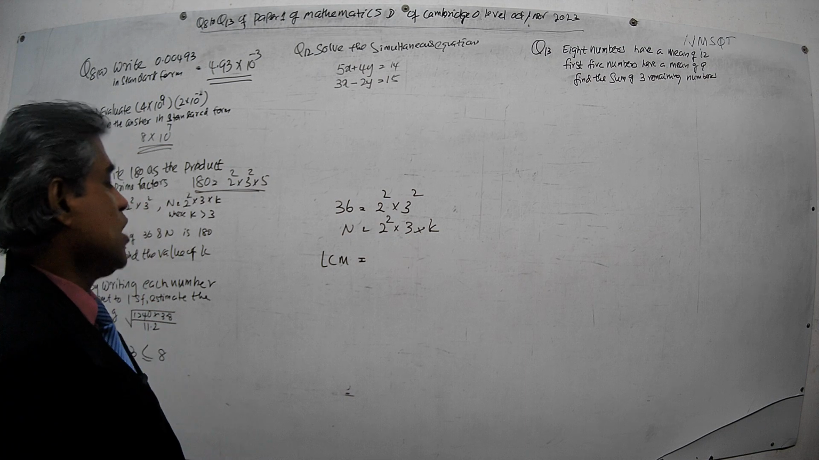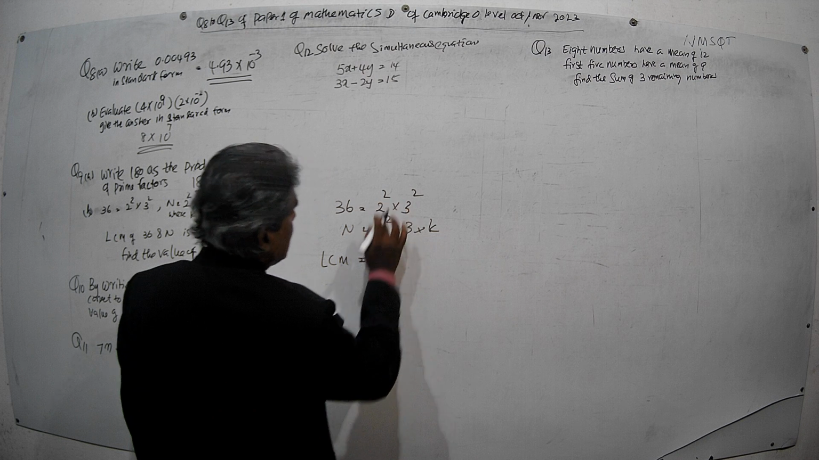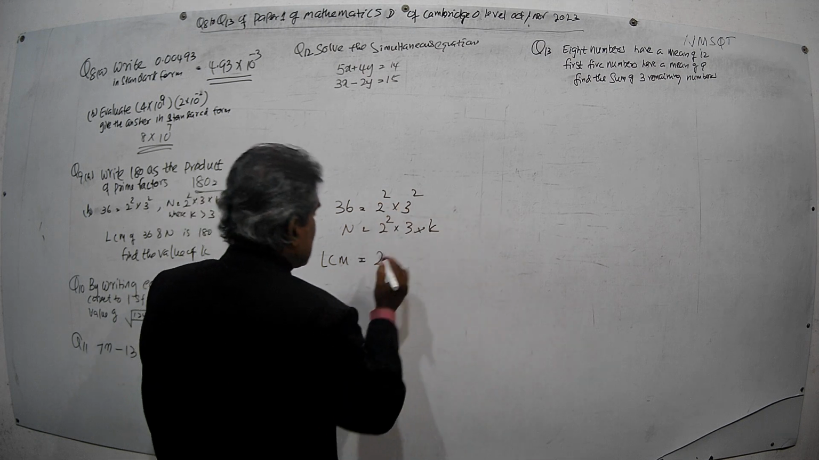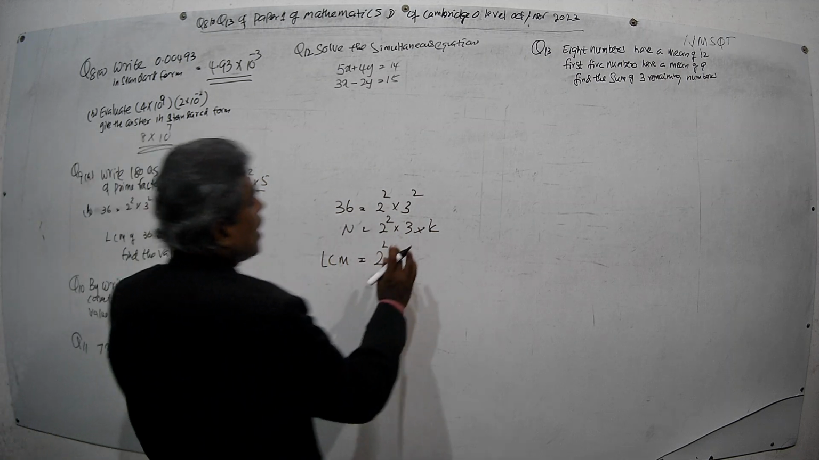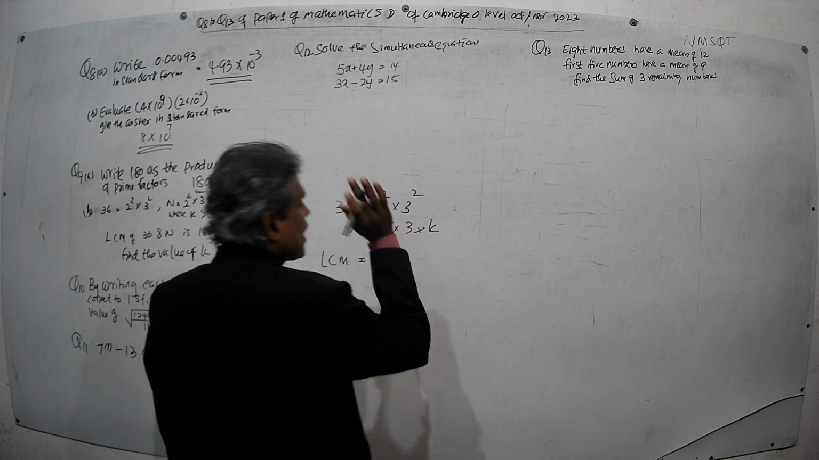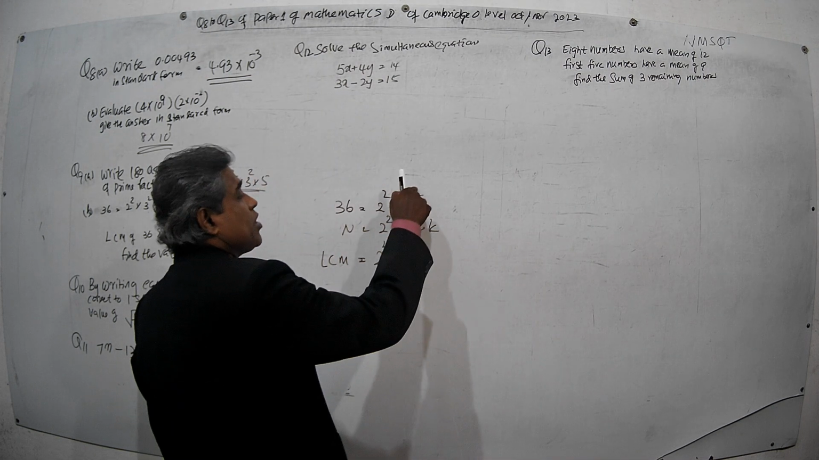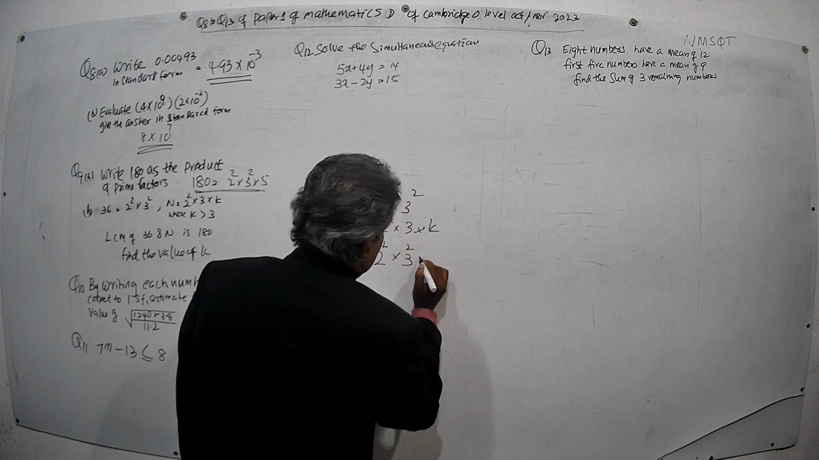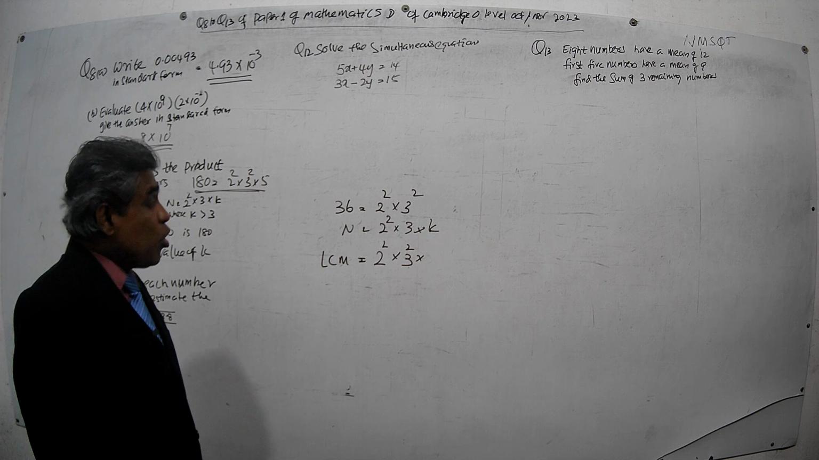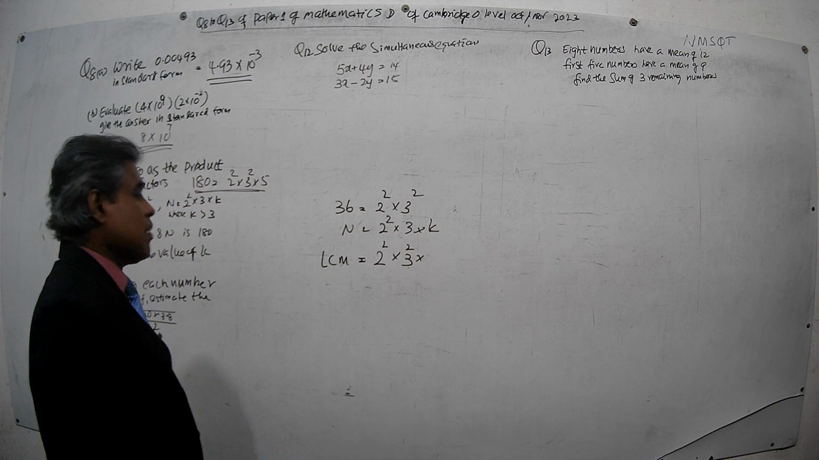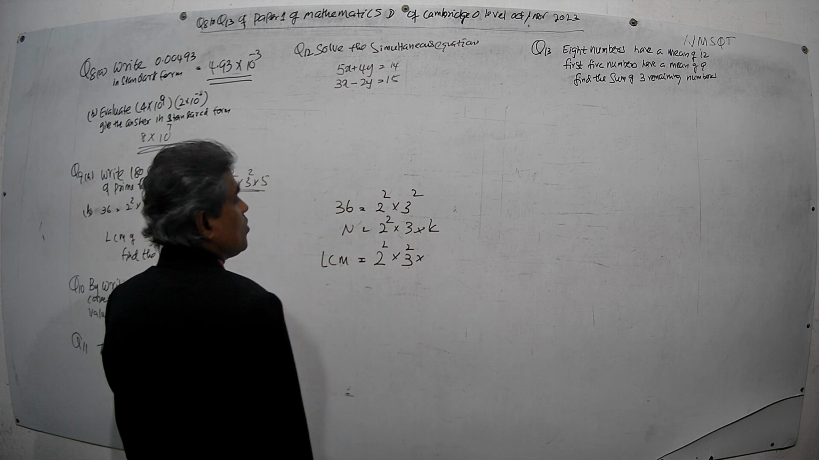The principle is, when you find the LCM, you take the highest powers of the common factors. Here for 2, the highest power is 2 to the power 2; there is no other power. Then there is another common factor, 3. For 3 also you take the highest power. Although here the power is 1, there is a power 2 here, so 2 is the highest power. From the prime factors of both the numbers, you see the highest power of the common factor.